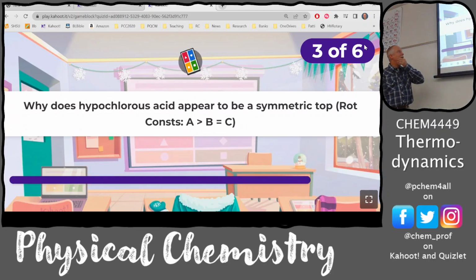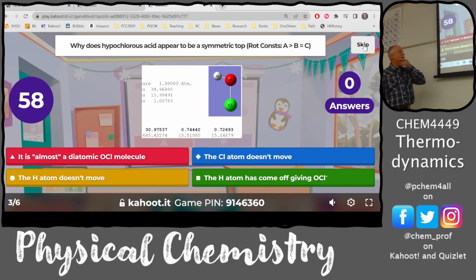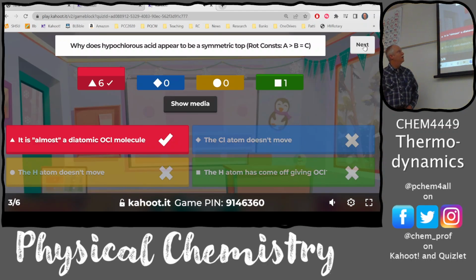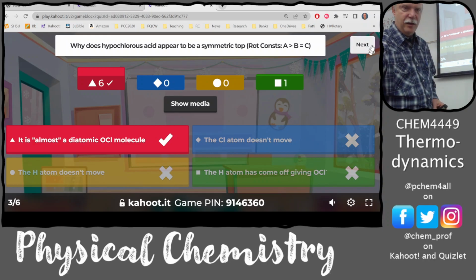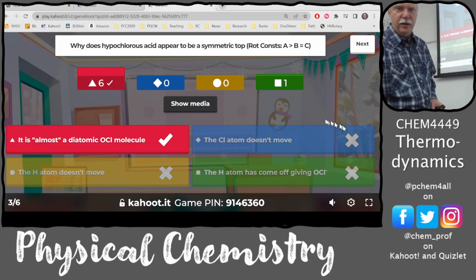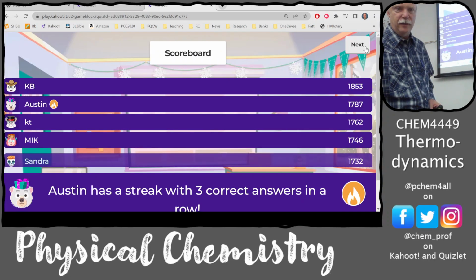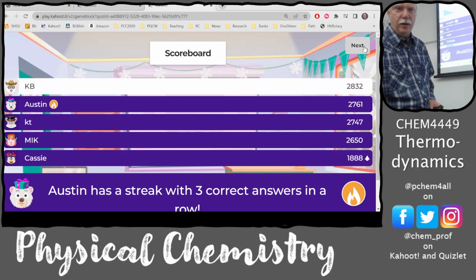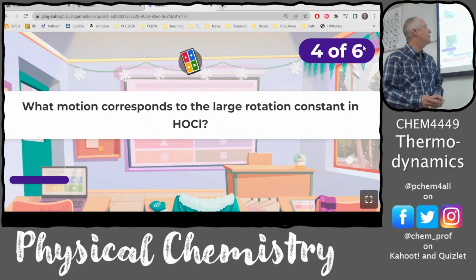So, why does hypochlorous acid appear to be a symmetric top? Yeah, I know we did this one. Do you want to skip this one and go to the next Kahoot, or we'll just go through it? It'll be good review. Nice. Okay. It's almost a diatomic because that hydrogen is such a tiny mass. Okay, Austin, you're killing it.